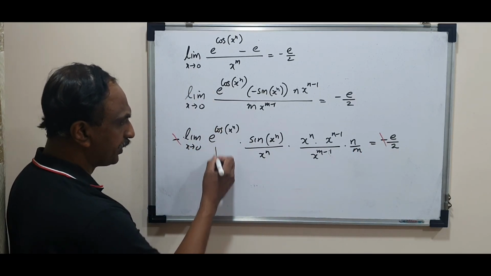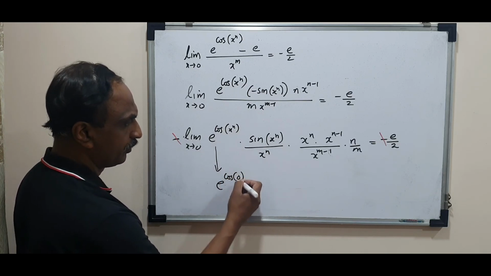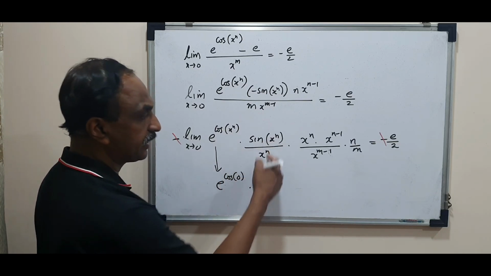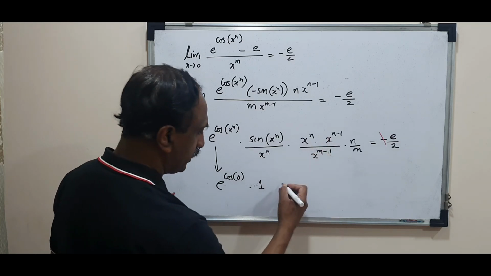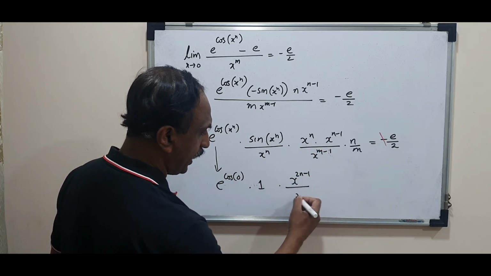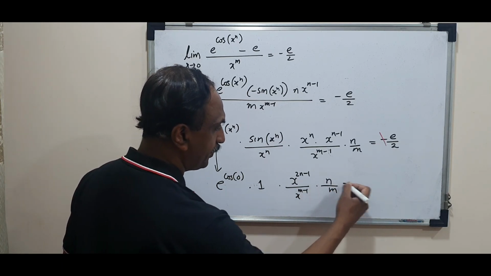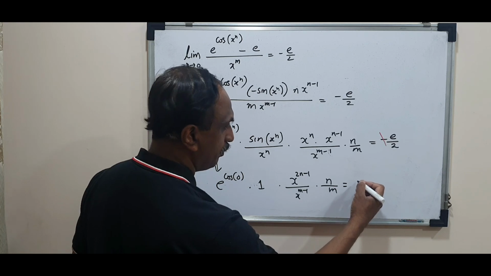This became e raised to cos 0. This became 1, sin theta upon theta is 1. This becomes x raised to 2n minus 1 upon x raised to m minus 1. n by m is equal to e by 2.